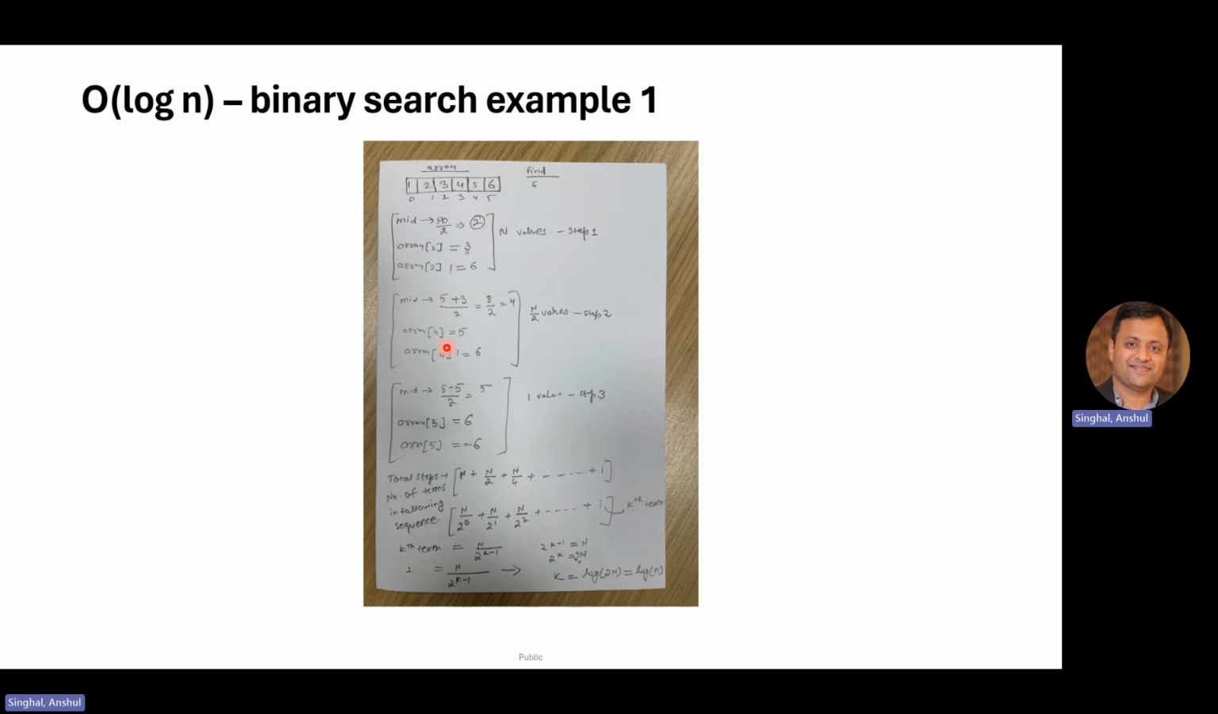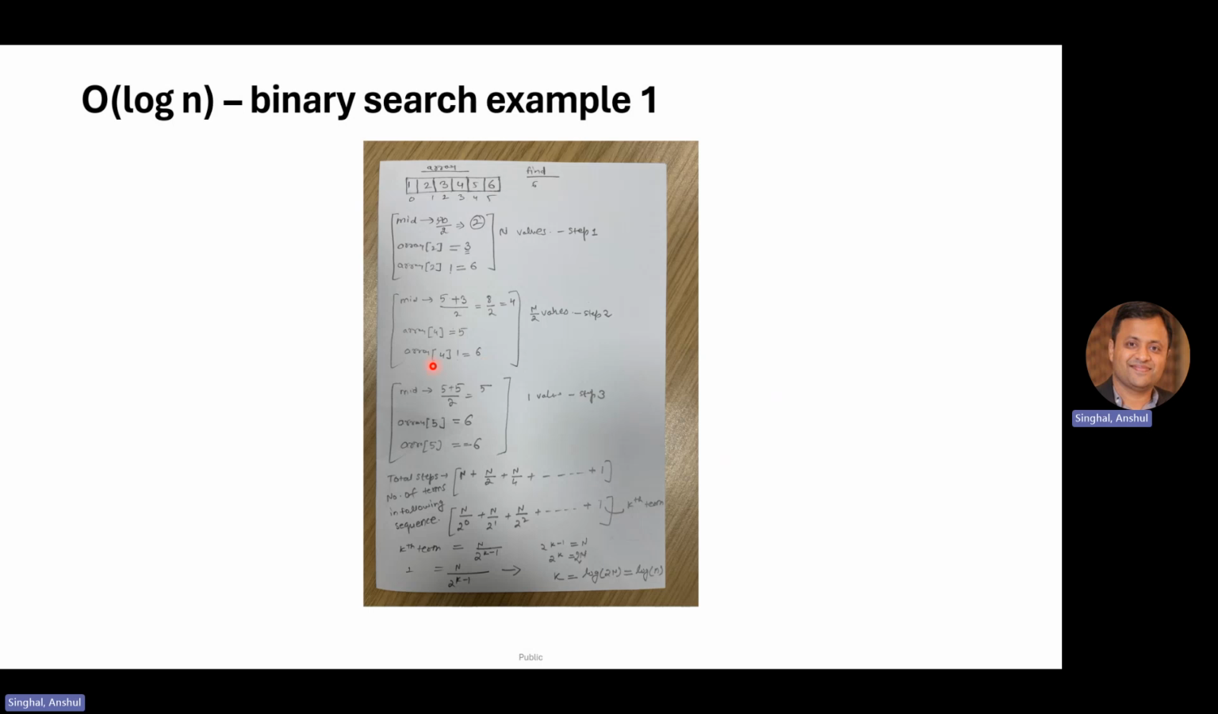So now my upper bound is still the same, but my lower bound is now the mid position plus 1, right? So I am saying 3 plus 5 divided by 2. That is my second step, which comes out as 4, right? So now I go to index 4, where the number is 5, it's not 6.